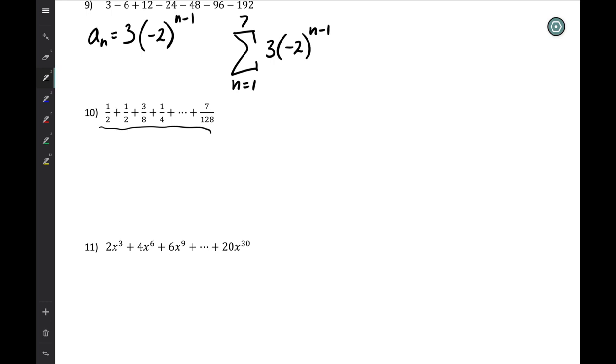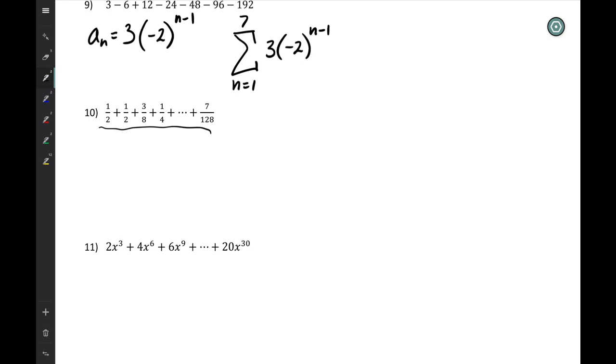Well, I'm going to tell you guys, some of them are not going to be arithmetic or geometric because that's not fun. You have formulas for that. I want you guys to be working on your pattern recognition. So, when I look at this, I think to myself, okay, 1/2 plus 1/2 plus 3/8 plus 1/4 plus some things until I get to 7/128. Well, really what's happening here is after these initial 1/2s, I'm starting to get smaller and smaller and smaller.